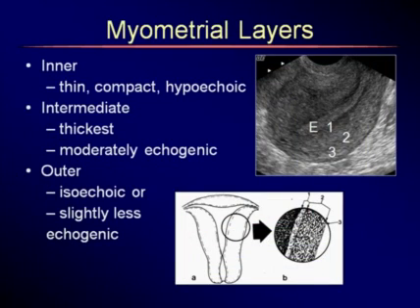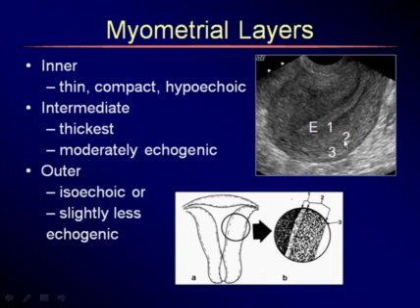First of all, let's start by reviewing the layers of the myometrium. The highest echogenicity is that of the endometrium. Right around it is a hypoechoic band, which is a thick band of compact hypoechoic inner myometrium. So that's the first layer. It's not the basal layer of the endometrium, it's the myometrial layer.